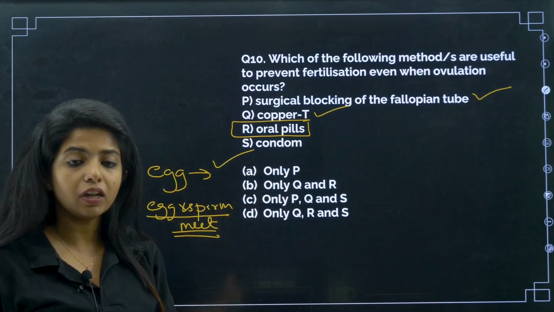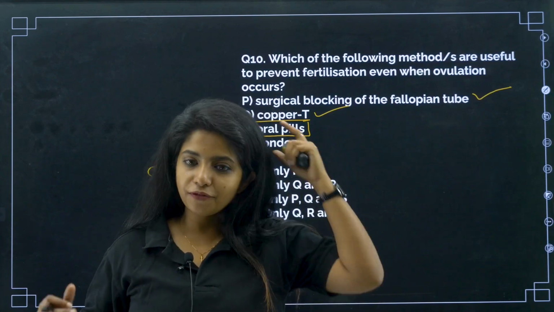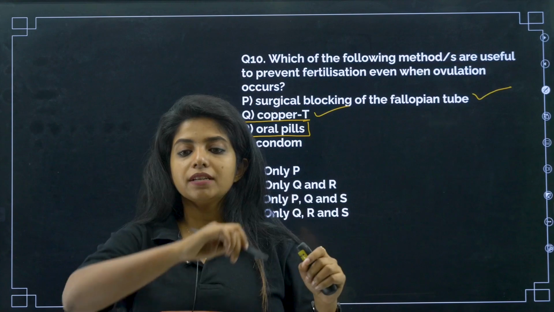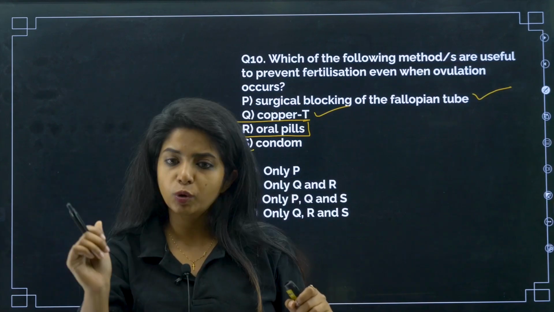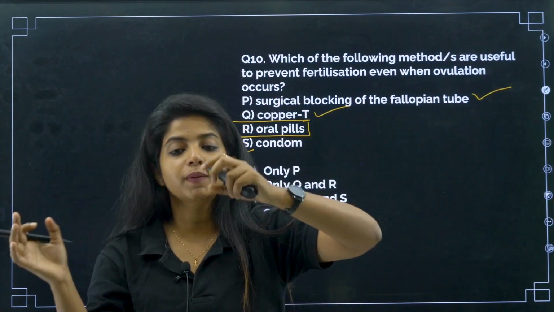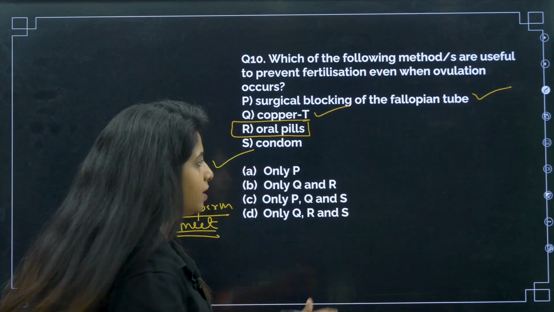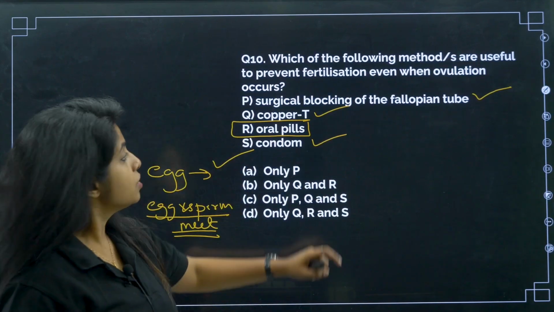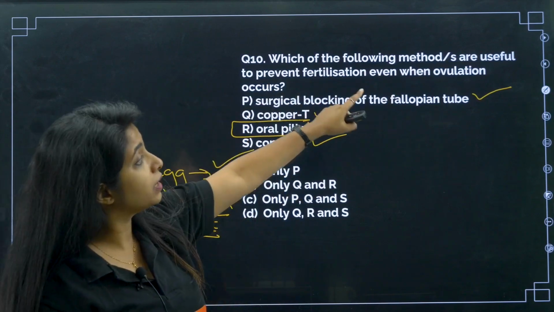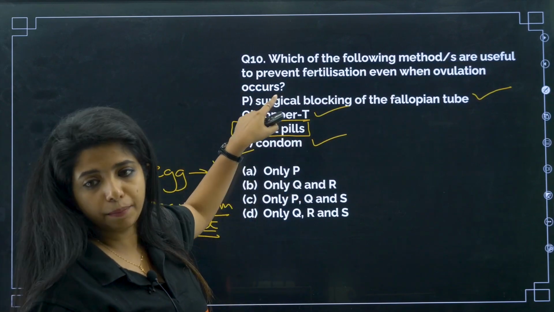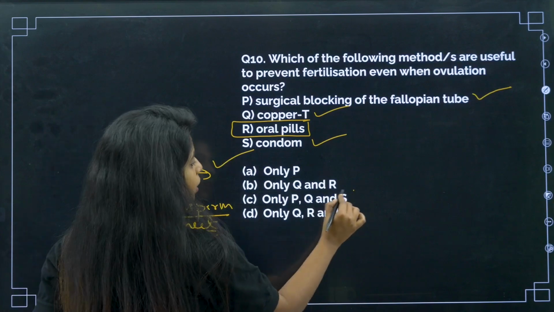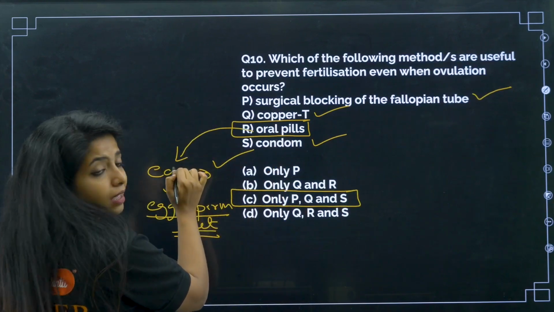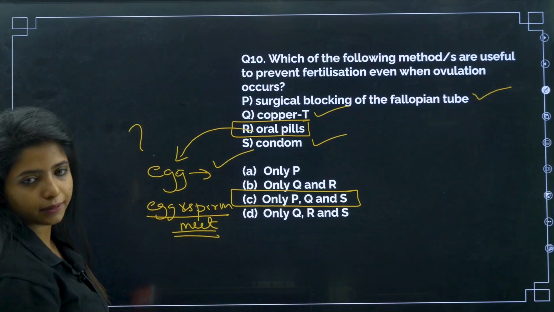Now, condom again. Over here, ovulation is happening in the female body. What is happening with the condom? The sperm is not able to meet the egg because there is a barrier over there. Condom acts like a barrier. Sperm is also being released, egg is also being released, but they do not meet because there is a condom over there. So here also ovulation is happening, but fertilization is not happening. Which of the following methods are useful to prevent fertilization even when ovulation occurs? I will say P, Q and S, because on oral pills even the egg release is a big question mark.